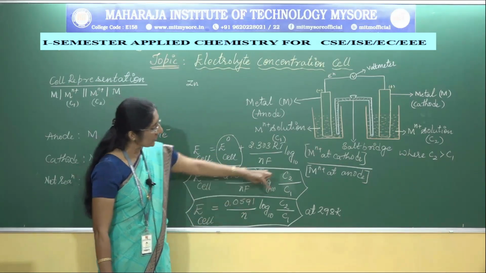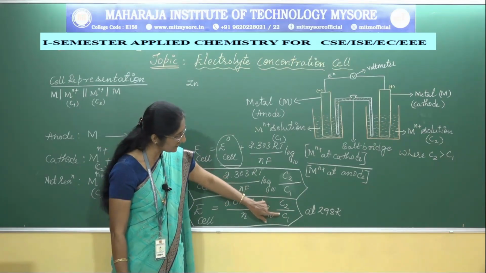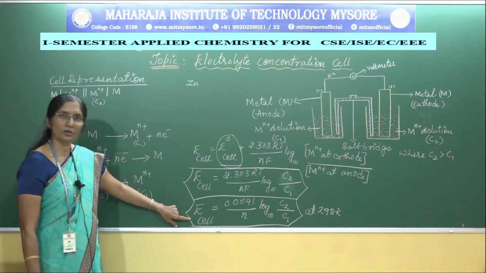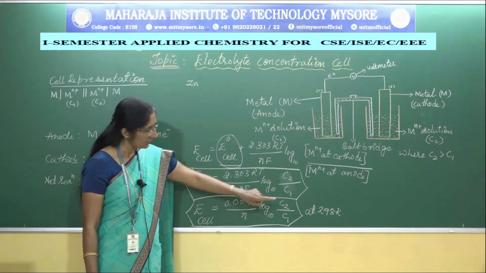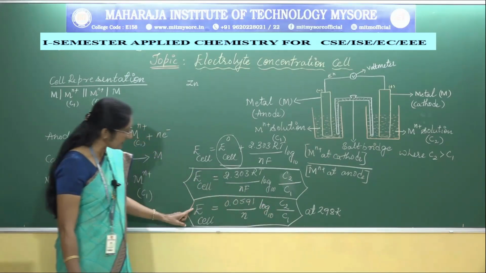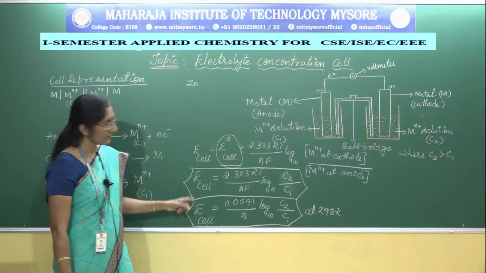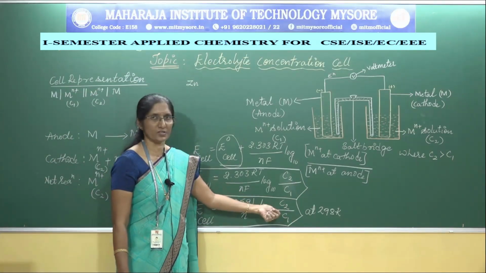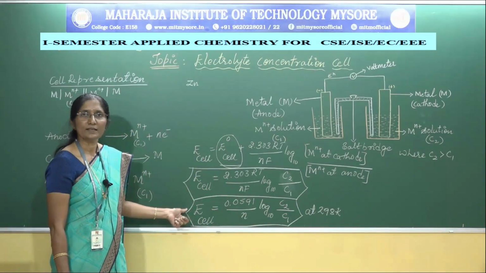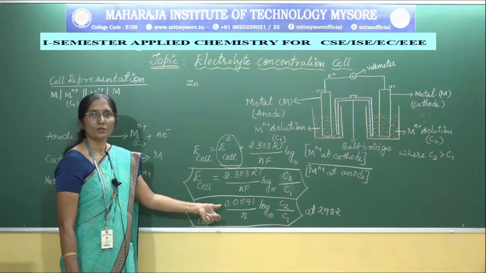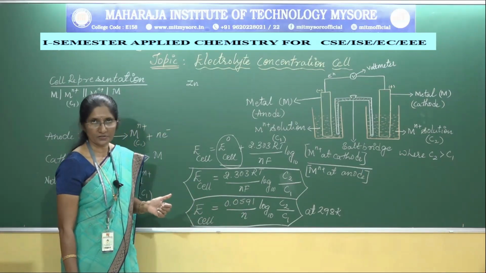Observe this equation. When C2 is greater than C1, E cell is always positive. That means there will be a spontaneous reaction. When C2 is greater than C1, the E cell value is always positive and the cell reaction is spontaneous. If C1 is greater than C2, in that case the E cell value is negative and there is no spontaneous reaction. That means a non-spontaneous reaction takes place.